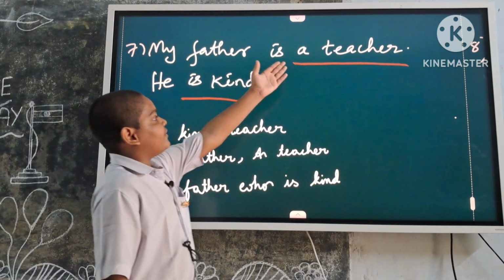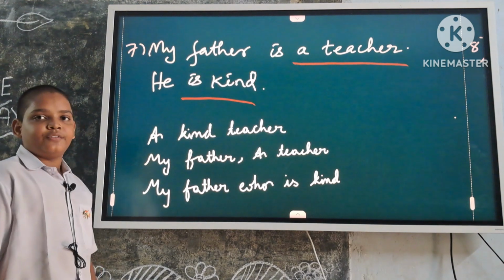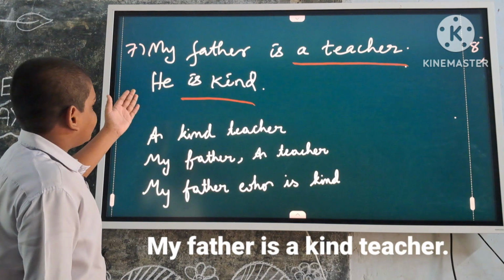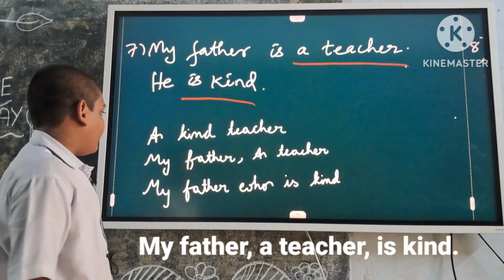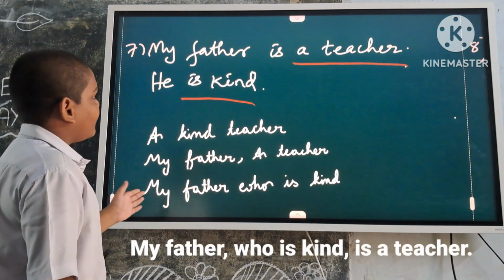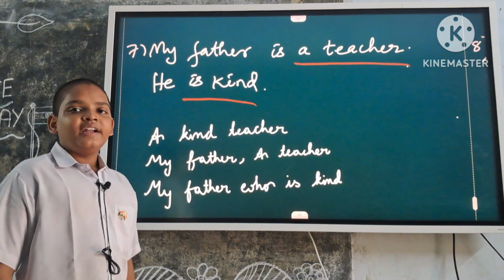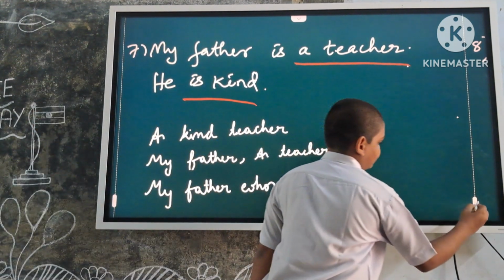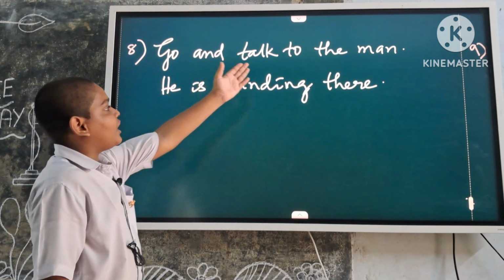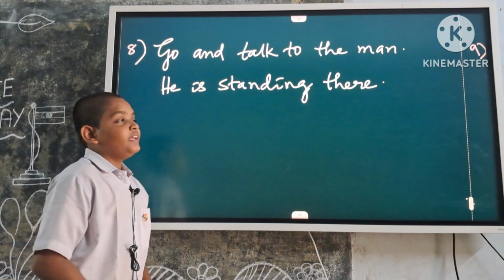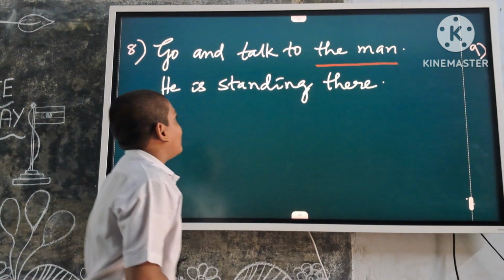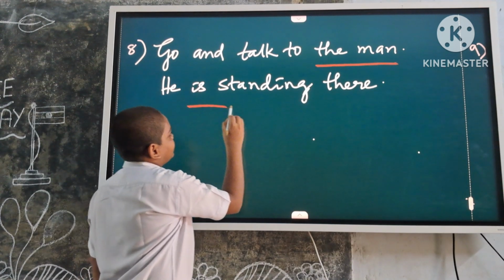Now replace previous noun phrase with these newly formed noun phrases. We get the answers. The answer is my father is a kind teacher, or my father a teacher is kind, or my father who is kind is a teacher. Now next example. Go and talk to the man. He is standing there. Here the noun phrase is the man. The noun modifier is standing there.